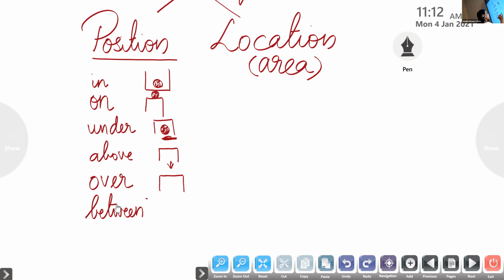Between means what, children? If something is in the center of two things. Okay, imagine that the ball is between the two tables. Okay, is that clear to all of you? Between. Among, A-M-O-N-G. Among means what? Among means it is surrounded by more than two. Okay, is that clear to all of you? Have you understood the difference between among and between?